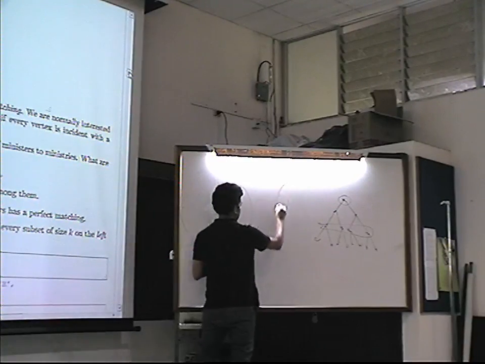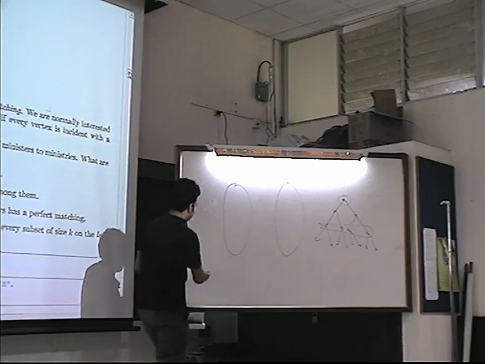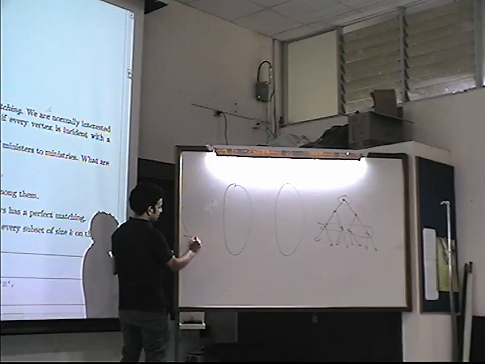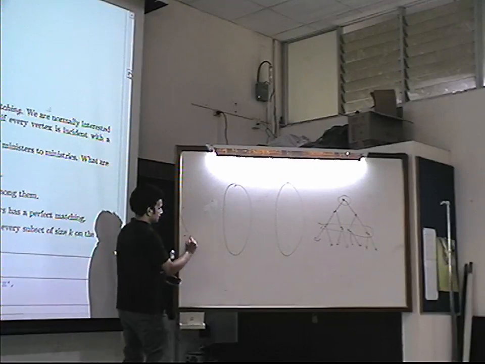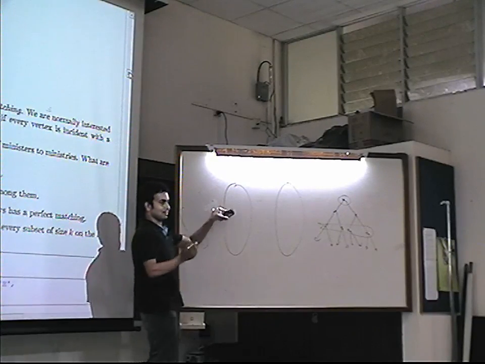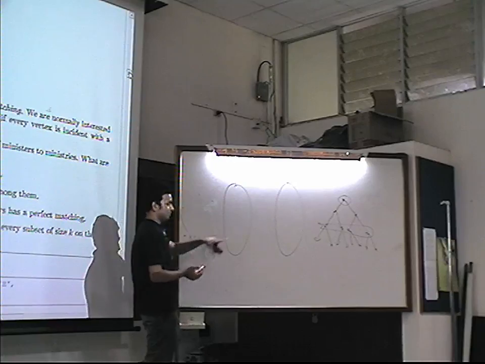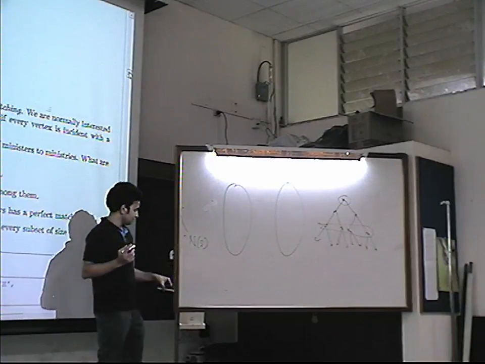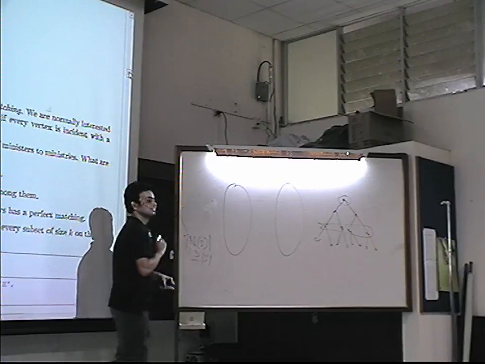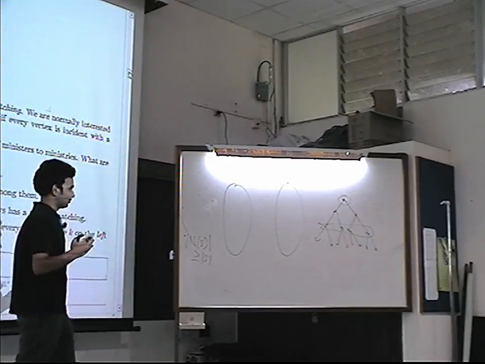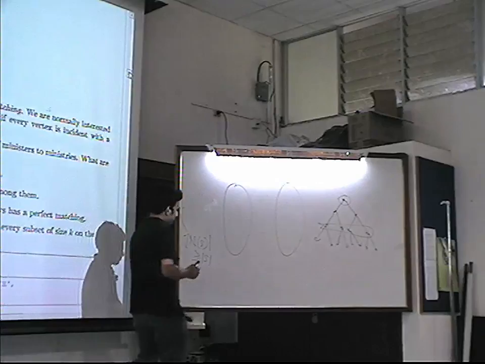So I am given a graph. Just remember the property of this graph. I'll denote by N of S the neighborhood on the right of a set S on the left. And all we know is that the size of N of S is always at least the cardinality of S.